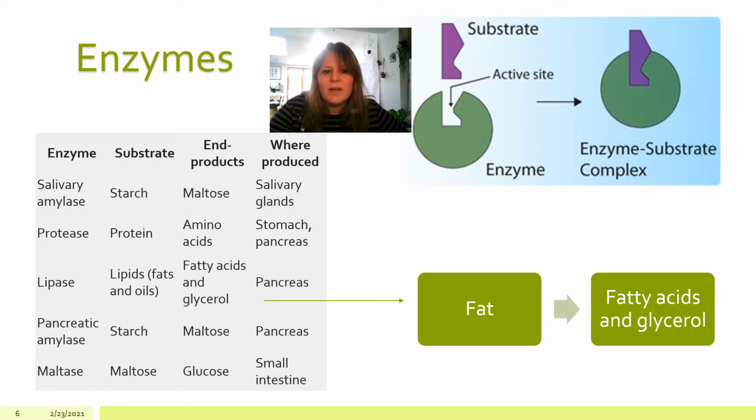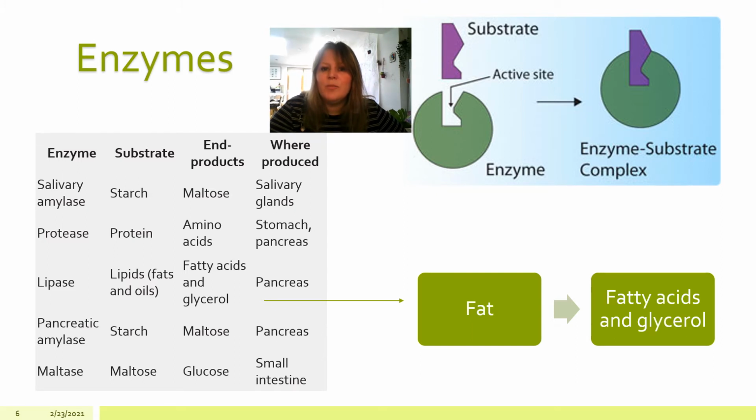Protease uses the substrate protein, and the end products are amino acids, produced in the stomach. Pancreatic amylase uses the substrate starch, and the end products are maltose, and that's produced in the pancreas. Optimum conditions for enzymes: they work best in different environments. So the temperature is really important, and the pH.